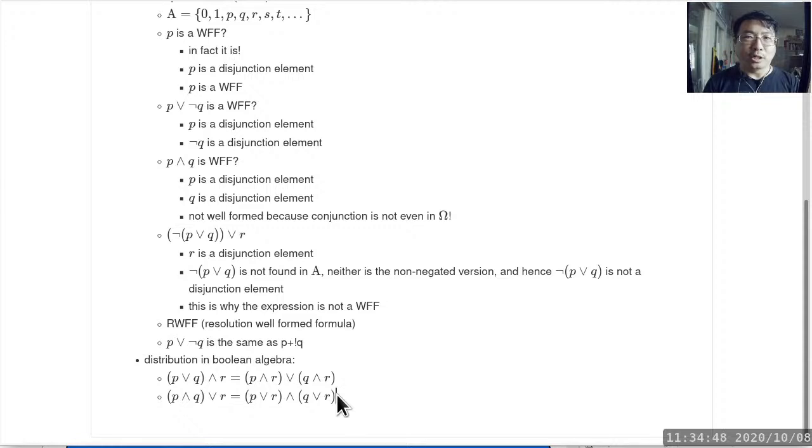I have already talked about the proof technique that will also work in this case. Can someone tell me how we can prove that P and Q, the whole thing, or R, is really the same thing as P or R, the whole thing, and Q or R, the whole thing? Come on, you guys can do this. It has nothing to do with Google. It's something that you can do on your own.